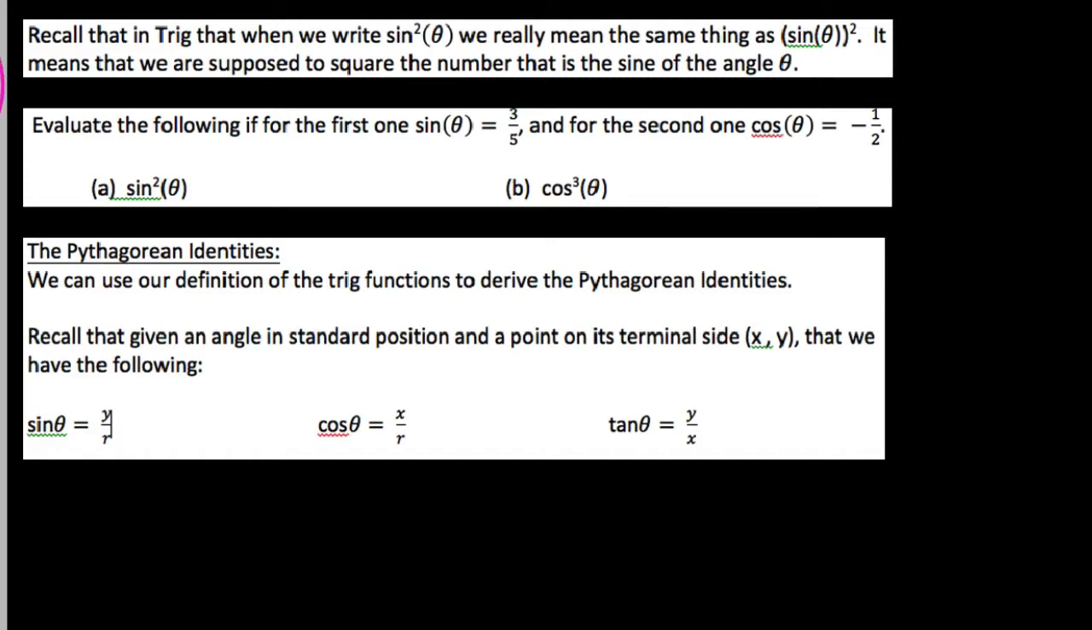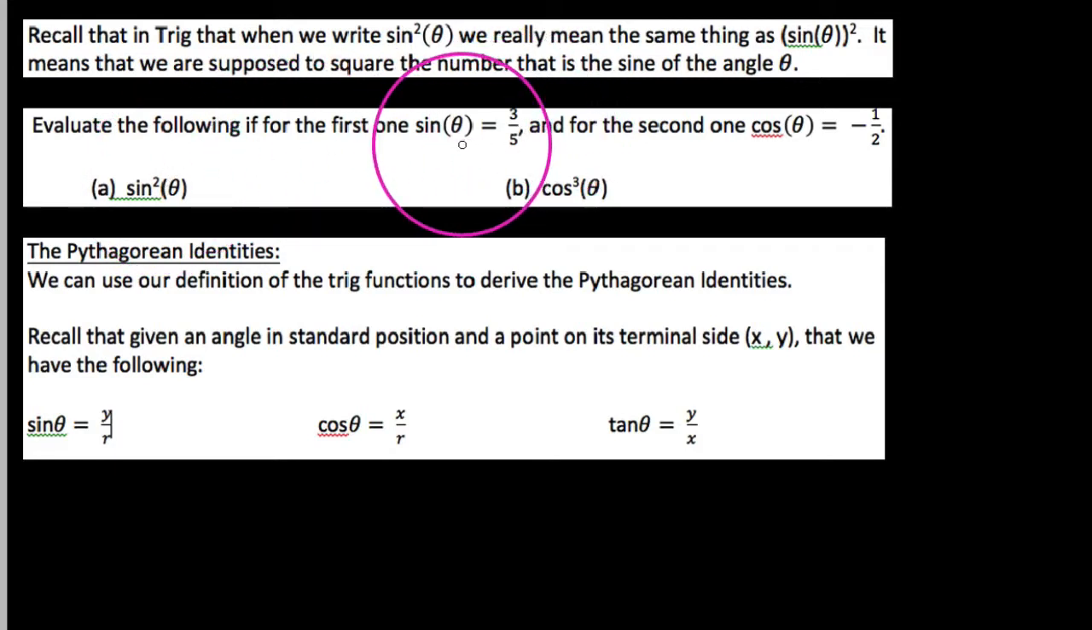We talk about notation. Recall that in trig, when we write sine squared theta, or cosine squared theta, maybe tangent cubed theta, in this instance, sine squared theta would mean the same thing as sine of theta squared. So that means we have to find the sine of that angle first, and then we're going to square it. Before we start in with the Pythagorean identities, I just want to work through these couple of examples real quick.